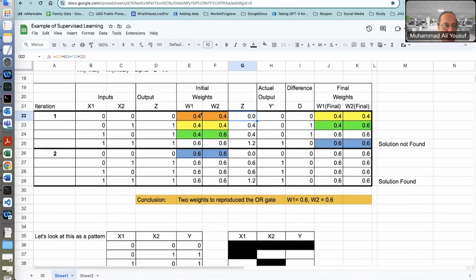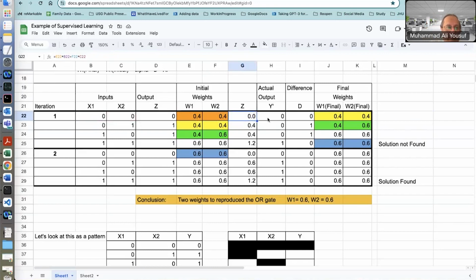Okay, remember this Z is supposed to be W1 times this one, X1, and W2 times X2. If you click here and you click here, you will see this is the equation written. E22 is this number, 0.4. B22 is this number, which is 0. F22 is again 0.4, and C22 is again 0, which means both are multiplied by 0, and the answer will turn out to be 0. And yes, it is turning out to be 0.